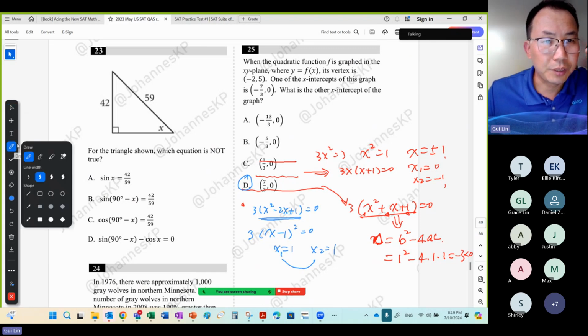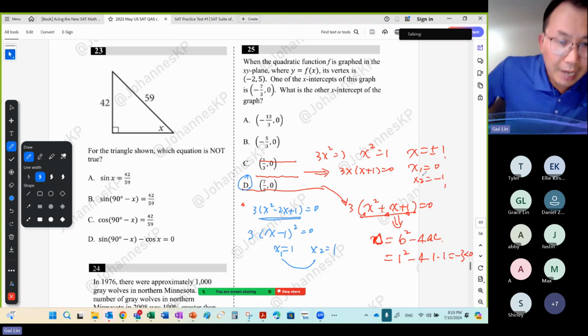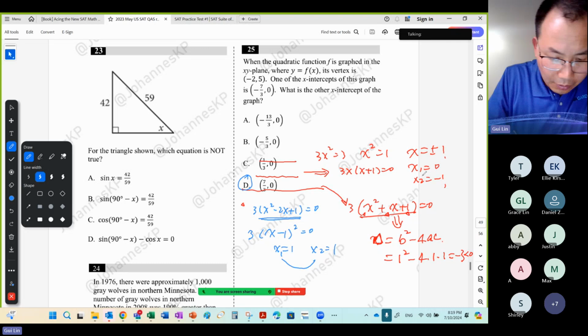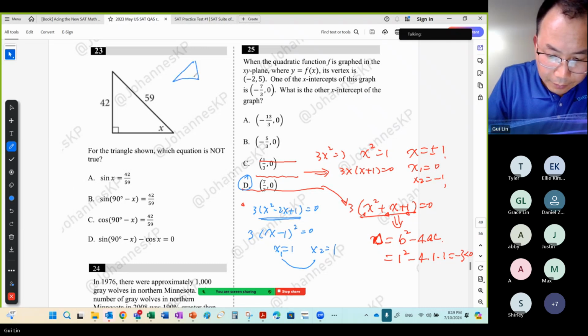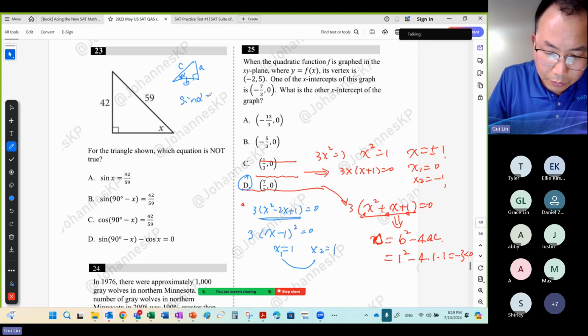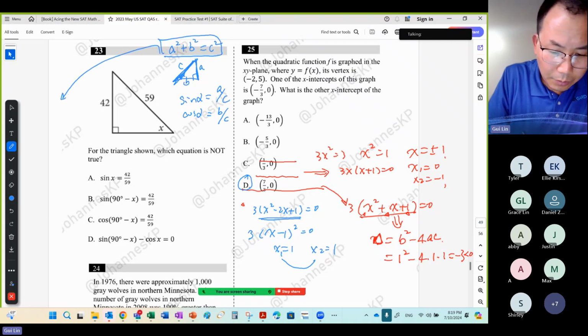All right, let's see 23. The triangle is a right triangle, right? Which equation is not true? Here we are talking about sine and cosine. In the right triangle with sides A, B, C and angle alpha, sine alpha equals A over C, the first one over the longest one. Cosine alpha equals B over C. And in a right triangle we also know A squared plus B squared equals C squared, right? Let's do a proper transform: divide both sides by C squared. The left part becomes two terms, and the right part equals 1.